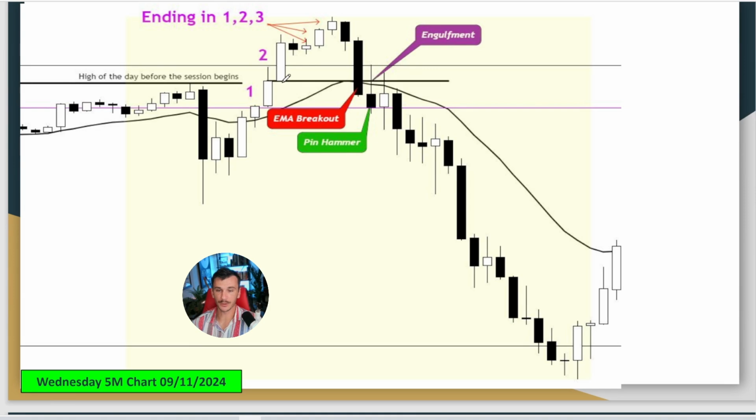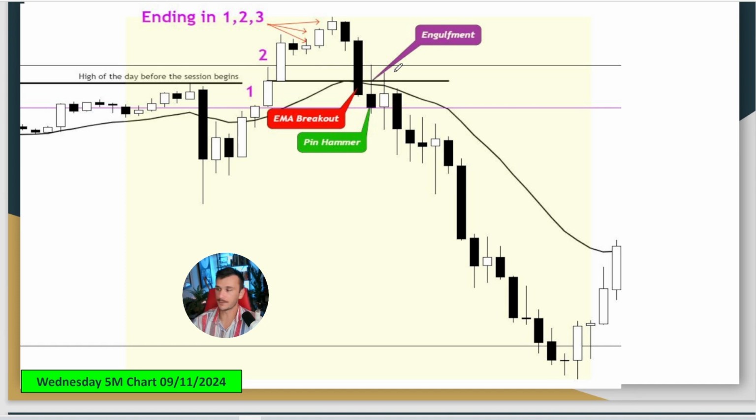All right, very similar to some of those other examples. I think this might have even been identical to some of those other examples. You got big push 1. This is the high of the day before the session began. 1, 2, and then sideways, and then you get your 1, 2, 3, and then remember I said this engulfment closing lower than this bar. Like I said, this was Wednesday the 11th. Engulfment, this is your first pullback.